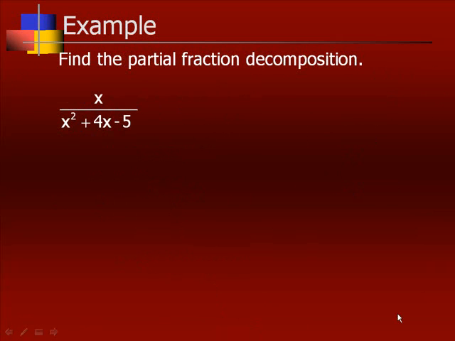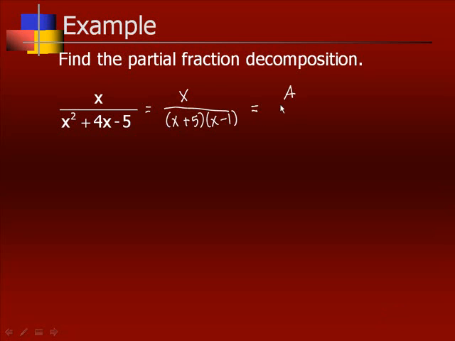Let's try another one. Now this one's not in factored form, but let's start out. We should have asked this on the other one: is this a proper fraction? Yes, we've got an x over x squared. So the first thing we're going to do is factor the denominator, which would give us x plus 5 times x minus 1. So we've got two linear factors.